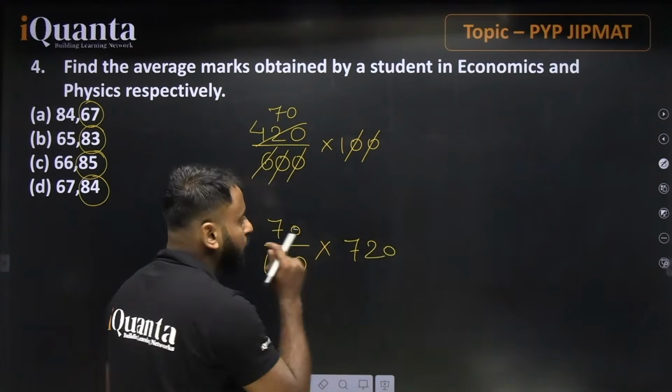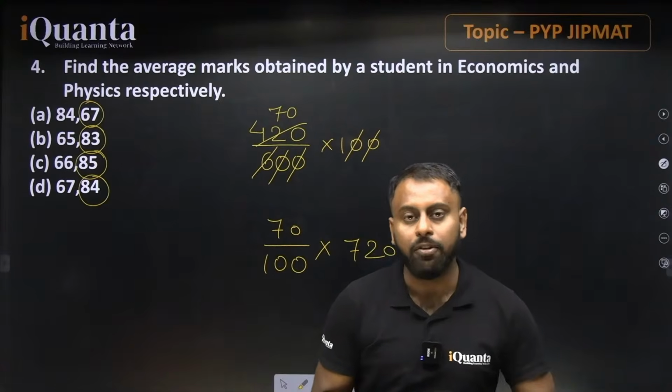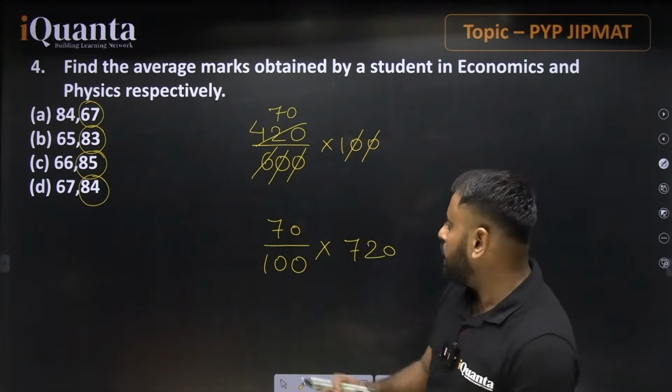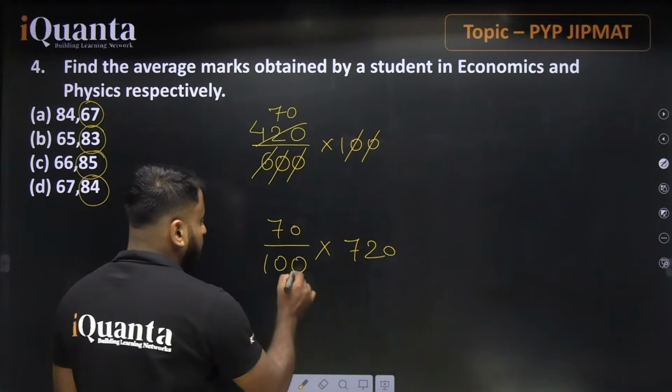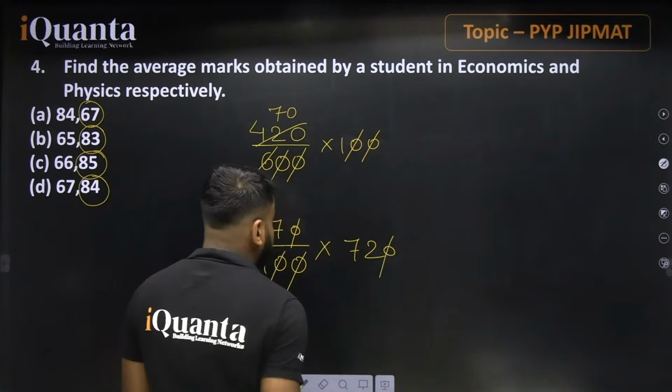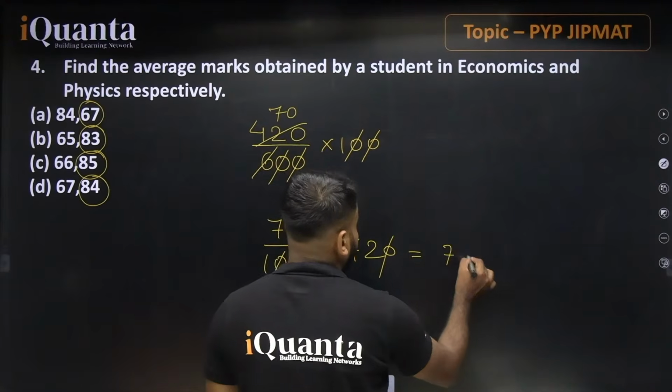From where does this 720 come in? Because in total we have 6 students. That's why we are going with it, right? 70% of 720. So the value will be equal to 0 and 0 will cancel out, and this value will be equal to 7 into 72.